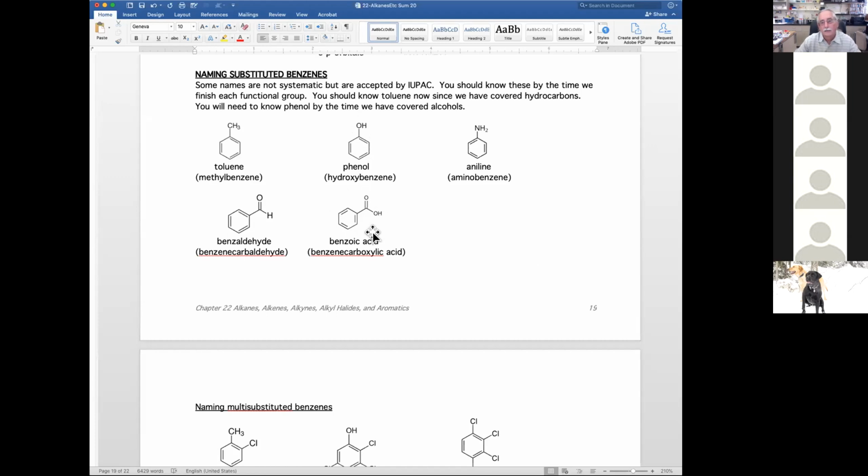So right now, you really need to only know toluene. When we get to the chapter on alcohols, then you would have to know this. When we get to the chapter on amines, then you'd have to know this one. See how that works? I'm not telling you to memorize all these all at once.